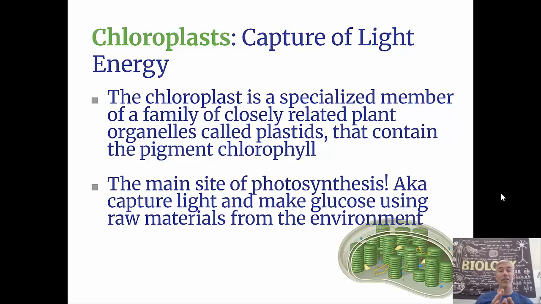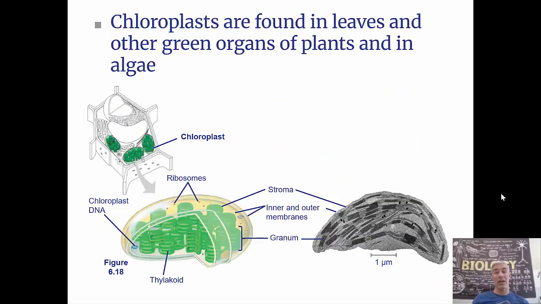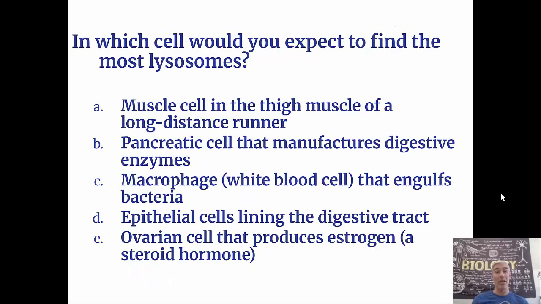And lastly, there's chloroplasts. Chloroplasts are the light-capturing organelles. It's a specialized member of the plastid family. There are a bunch of different types of plastids, the chloroplast being the most famous one. Its job is to do photosynthesis. It takes light, it makes glucose using raw materials, CO2 and water from the environment. And chloroplasts are found in leaves and other organs within the cell that are involved in doing photosynthesis. All right. That is the entire part. Those are all the different ones.